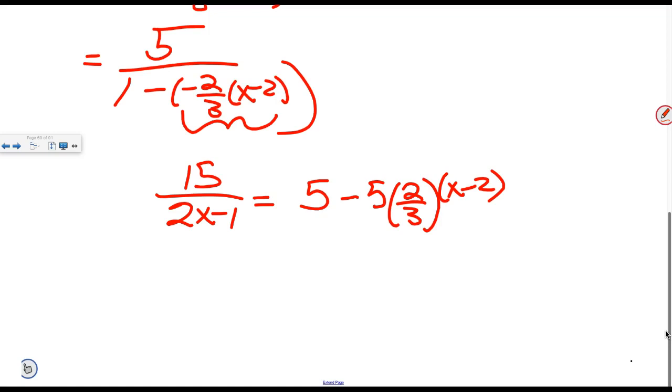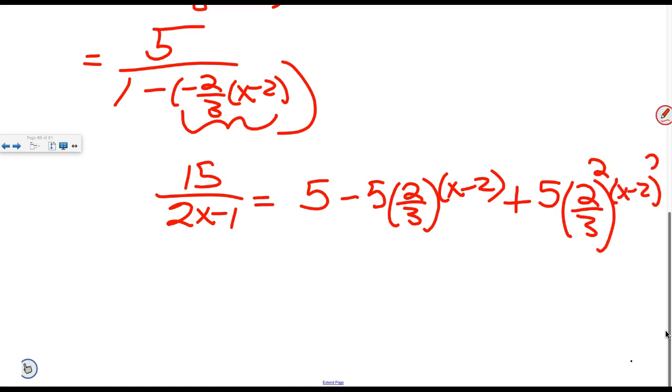Write what the next term would be. Multiply it by a negative 2/3 x minus 2. And you should have a what? Plus 5 times what? 2/3 squared x minus 2 squared. Let's do one more. Again, you multiply the previous term by the common ratio. So that you could factor the 5 out, I suppose, but you could put it out front of your sum, but whatever. I'd have minus 5, 2/3 to the 4th. Oh, third, right? 2/3 to the 3rd.